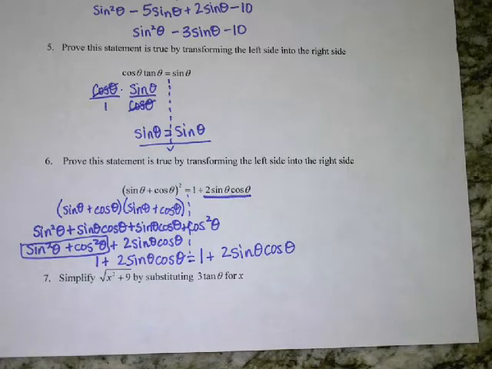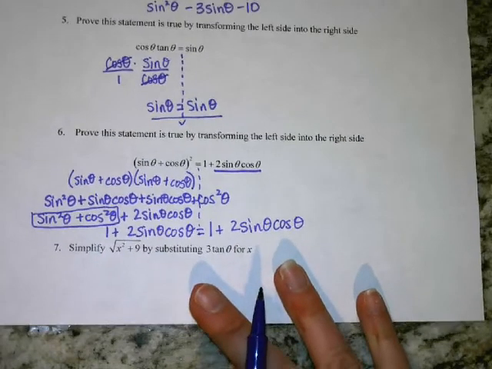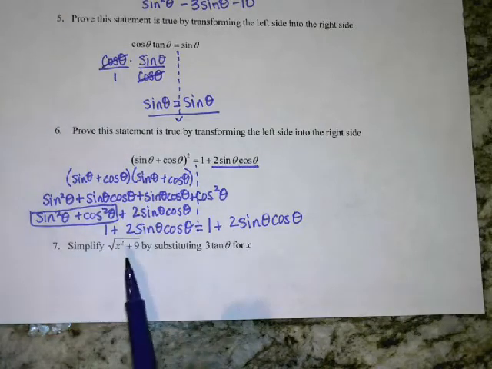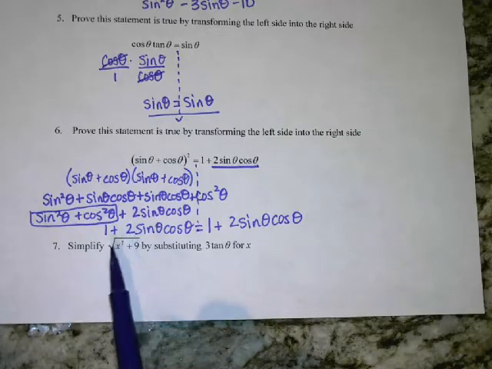Okay, last one. Number 7. Says simplify the square root of x squared plus 9 by substituting 3 tangent of theta for x. All right, now some of you are going to say, okay, I'll just take the square root of that and it'll be x plus 3. No, you can't do that. Okay, remember that doesn't work. There's an operation in here and we have to do that first before we can take the square root. That's a grouping symbol. We got to do everything under there.